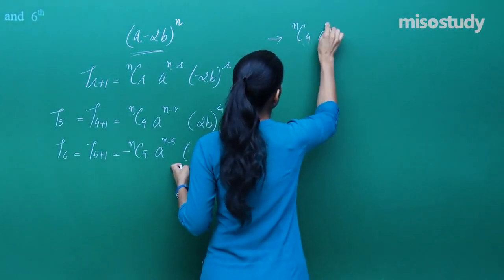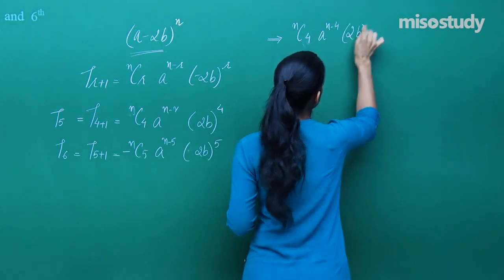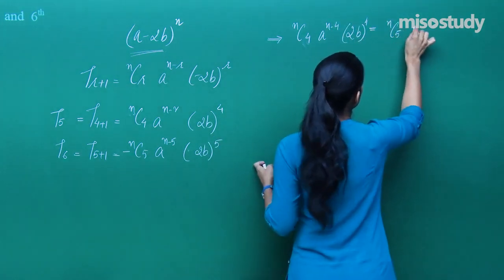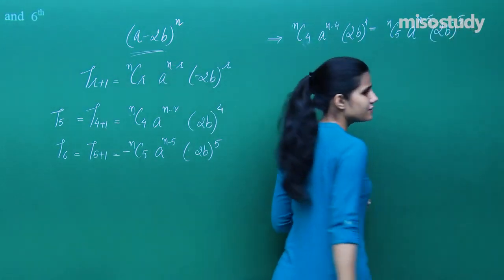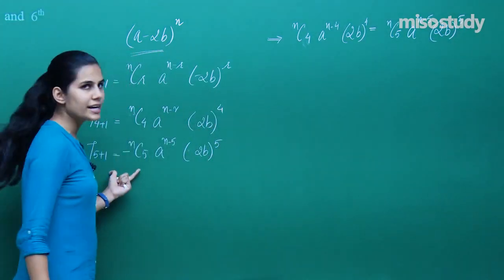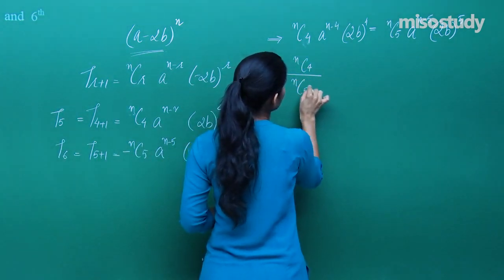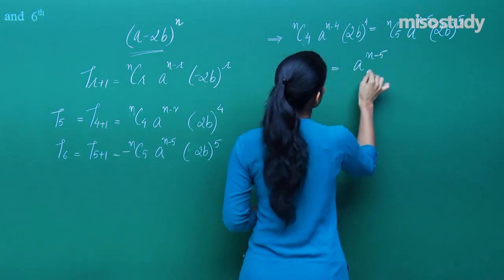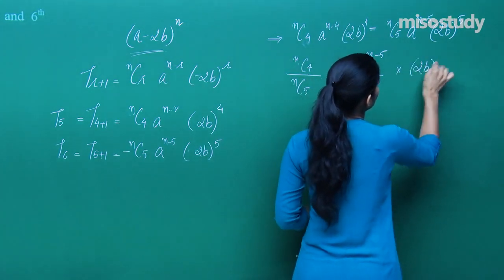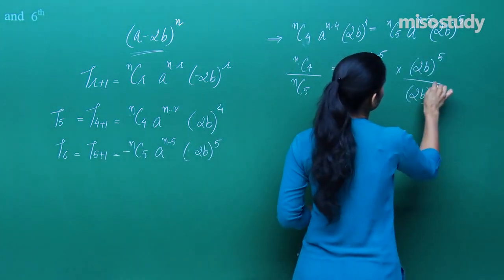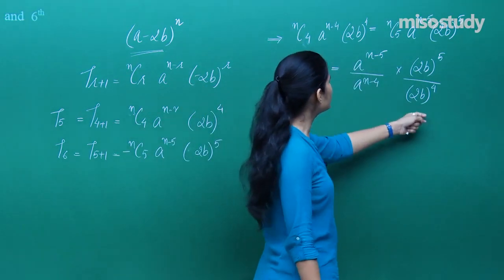You actually are getting nC4 a to the power n minus 4, 2b to the power 4 is equal to nC5 a to the power n minus 5, 2b to the power 5, right? I've just sent this 6th term to the right hand side and hence I've got this, which means nC4 upon nC5 is equal to a to the power n minus 5 upon a to the power n minus 4 into 2b to the power 5 upon 2b to the power 4.